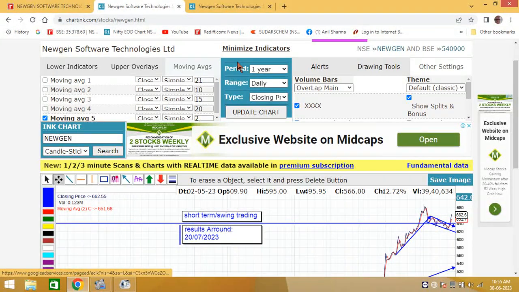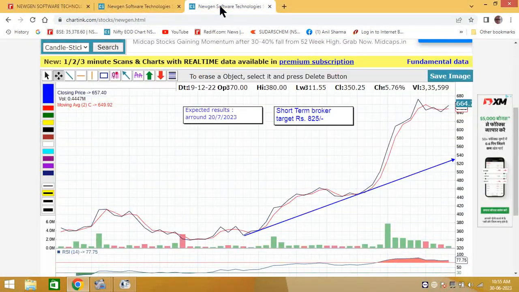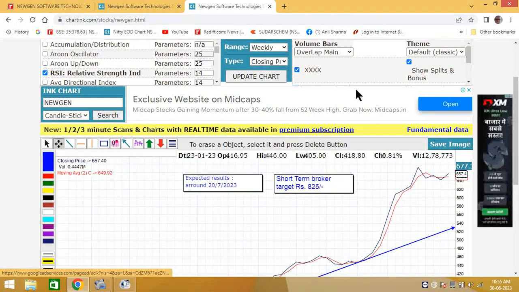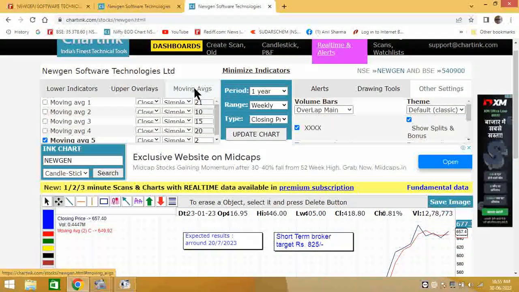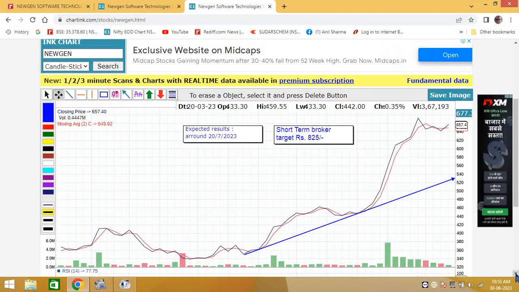If you want to have large profits, then of course the best option available is the weekly charts with a moving average of 2. You can see here the weekly charts with a moving average of 2. Friends, I have seen it thousands of times. I have seen in the last about 10 years that this average actually is the best.